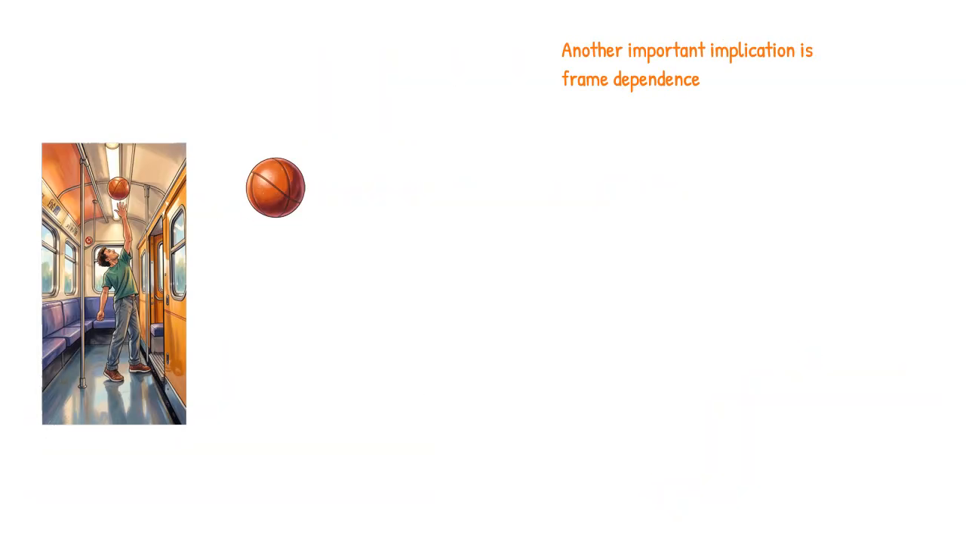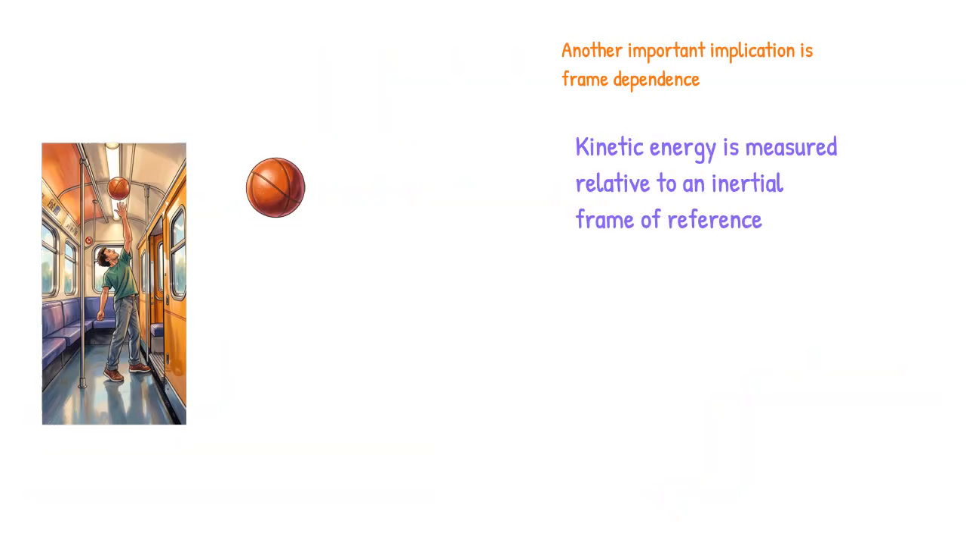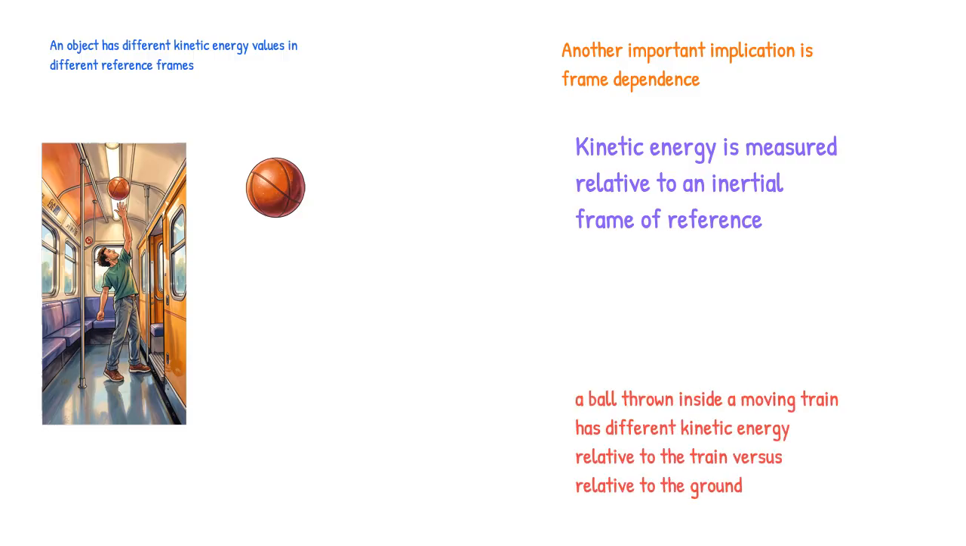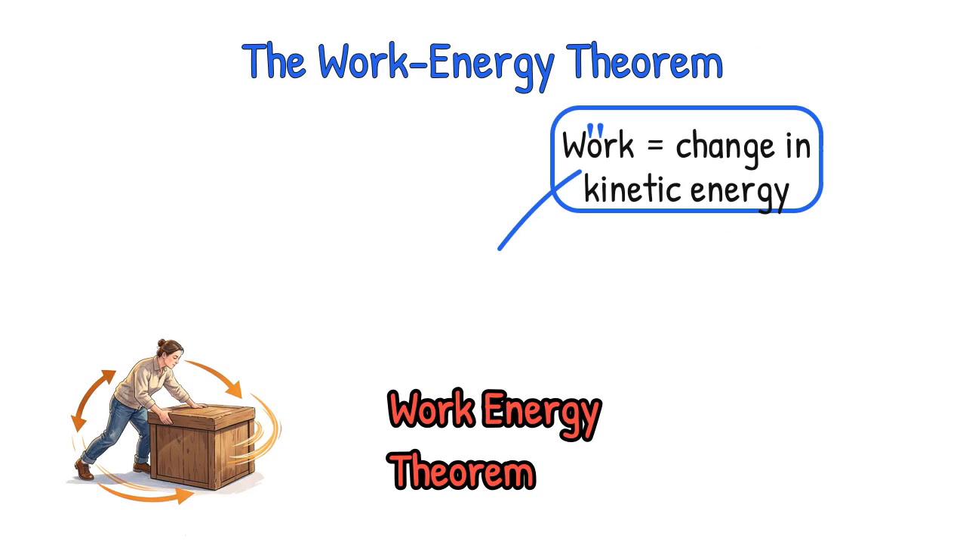Another important implication is frame dependence. Kinetic energy is measured relative to an inertial frame of reference. An object has different kinetic energy values in different reference frames. For example, a ball thrown inside a moving train has different kinetic energy relative to the train versus relative to the ground. The work-energy theorem provides a crucial link between kinetic energy and the concept of work.